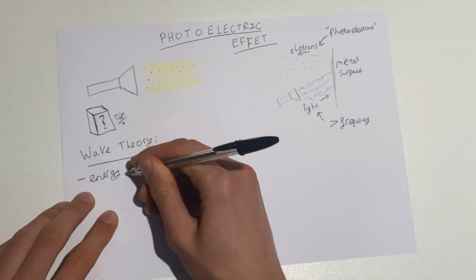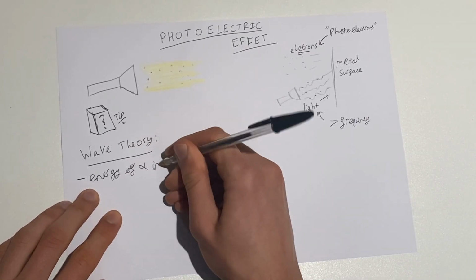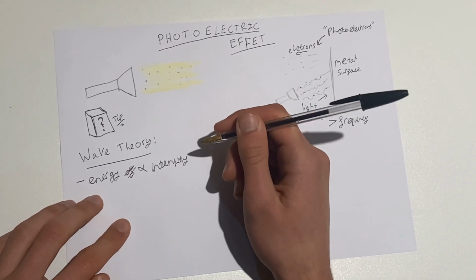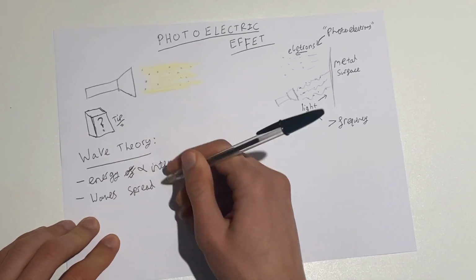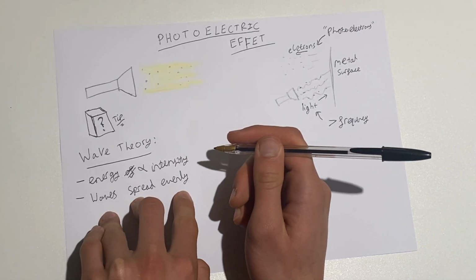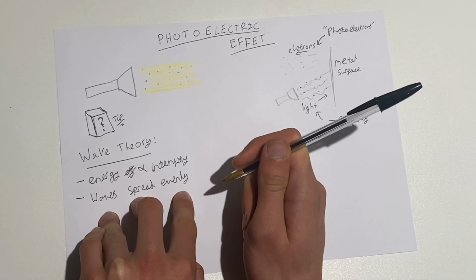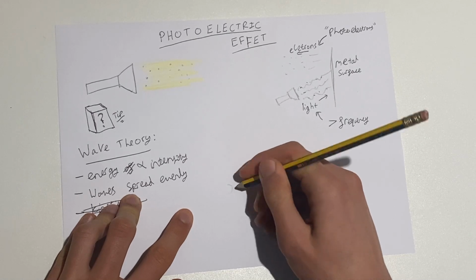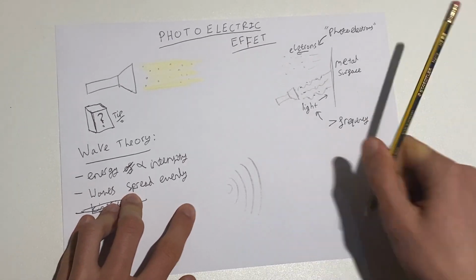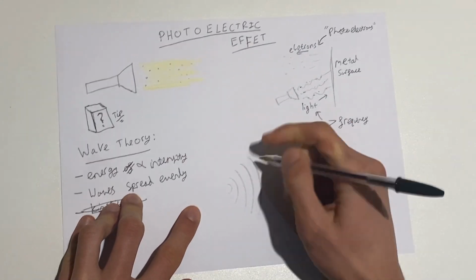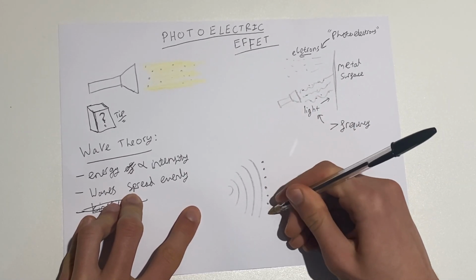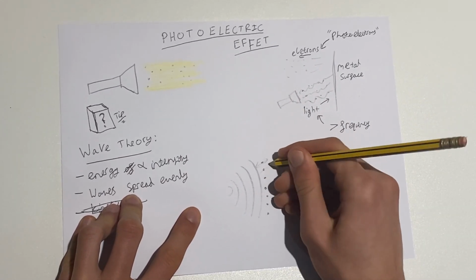Wave theory tells us that the energy of a wave is proportional to the intensity of light, and that waves spread out evenly. We know these two things, so now let's apply this to the photoelectric effect. If light were a wave, it would have a wavefront like this and would spread out evenly, and each electron on the metal surface here would gain equal amounts of energy.